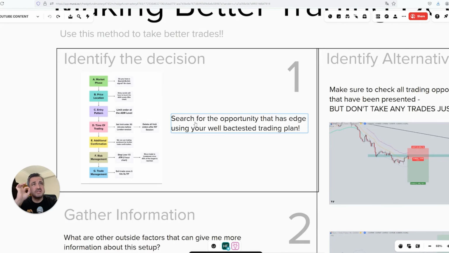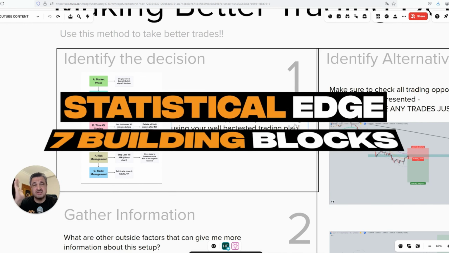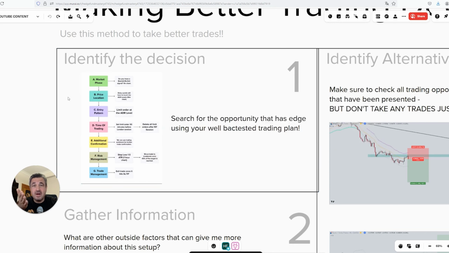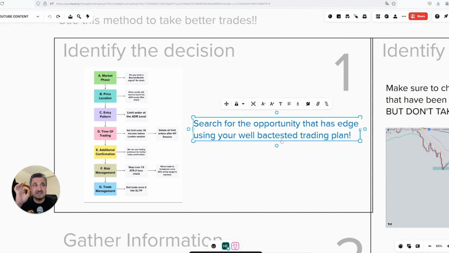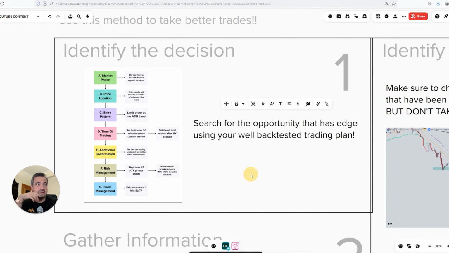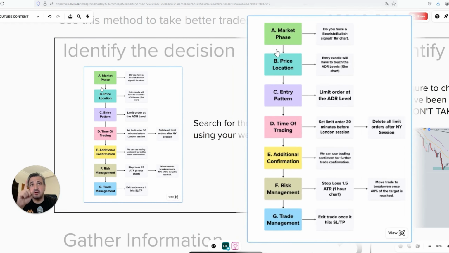The first thing we do is we search for the opportunity that has an edge. Very important. I always talk about a statistical edge and the 7 building blocks. So here you have the 7 building blocks one more time. And of course, it needs to be a back-tested plan, right? Even though it has a little typo here. So fix. Nobody saw this, right? 7 building blocks. Market phase, price location, entry pattern, time of trading, additional confirmation, risk management, trade management.